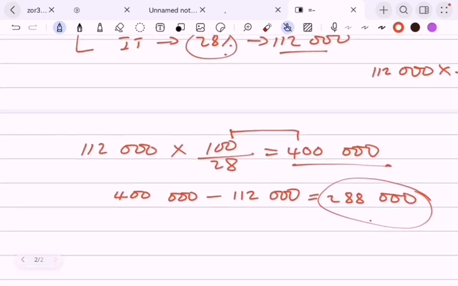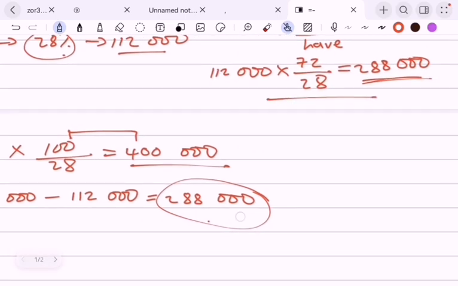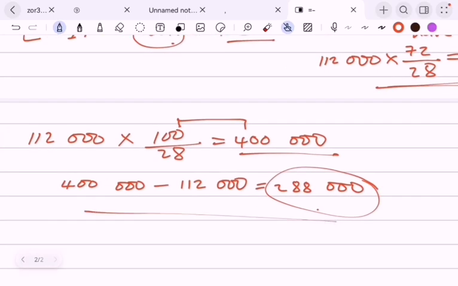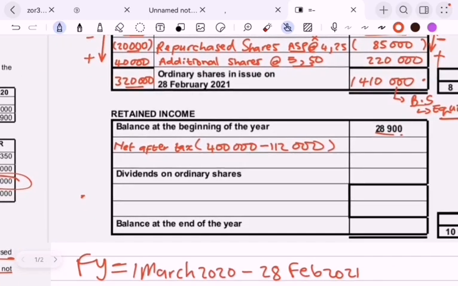So remember, you must always indicate your workings in order for you to score maximum marks. So you can use this first method. You can write those workings first, or you can write these workings. I prefer the traditional way. I'm just going to write my 400,000 minus my 112,000. You close your brackets. Then instantly you will get your 288,000. Beautiful, just like that.